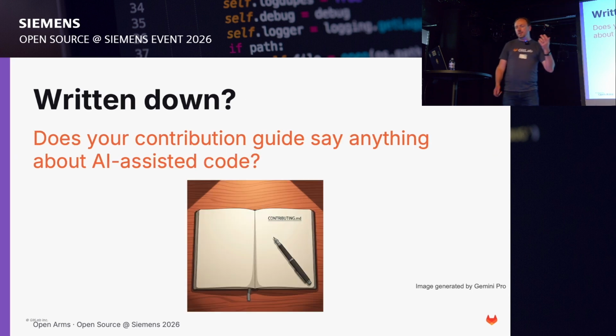So how do you fix that? Write it down. Does your contribution guide say anything about AI-assisted code? If it doesn't, change that. Even if you're simply saying no, or changing it to yes, but, or whatever you need to change it to, having something written, having something explicit is far better than not having anything at all.